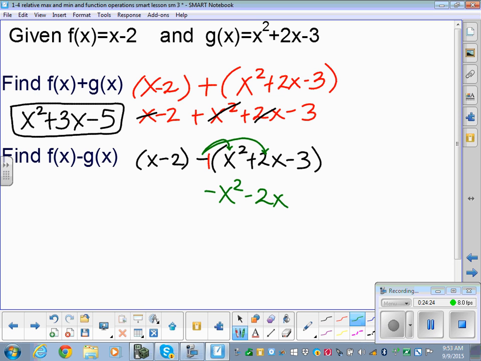Negative 2x, good. And then negative 1 times negative 3, positive 3. Good. Now we've taken care of the parentheses. We've taken care of the negative, so that's not there anymore. So all we have left is this x minus 2. Does that make sense, everybody?